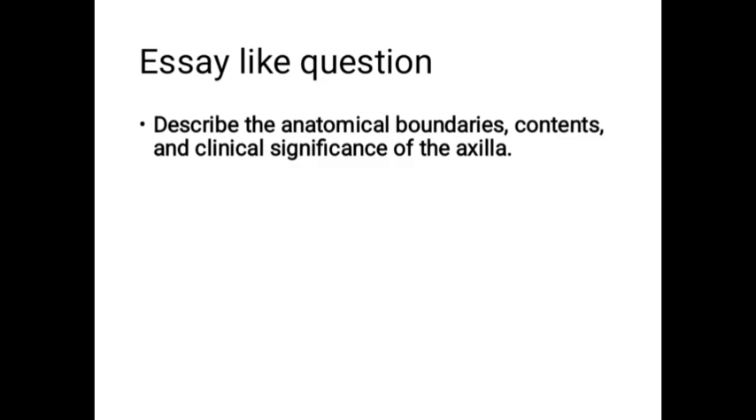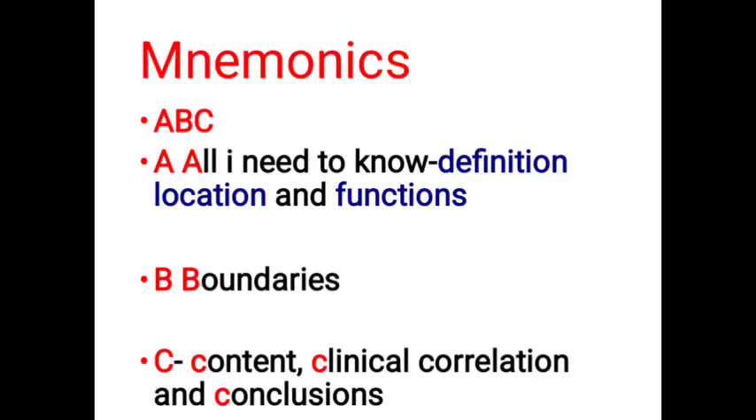There's a mnemonic that can help you know how to form your outline when you're asked to write an essay. When you're asked to write an essay in anatomy, the first thing you should do is to write an outline. I have a mnemonic that can help you form the outline when you're asked to write an essay on a cavity, triangle, spaces, tracts, or canals. This mnemonic is ABC. A for all I need to know, B for boundary, C for content, clinical correlation, and conclusion.